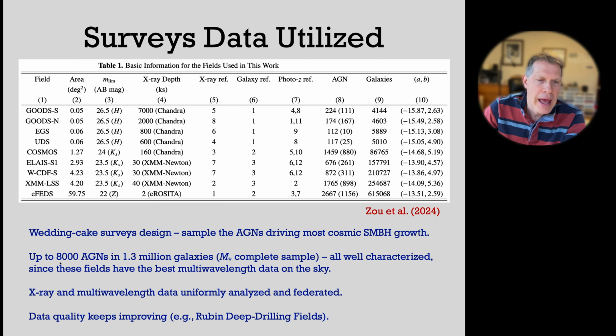In our sample, we have up to 8,000 AGNs in 1.3 million galaxies. It's a stellar mass complete sample. And importantly, all of the AGNs and galaxies are well characterized, benefiting again from the fact that these fields have the best multi-wavelength data available on the sky, running all the way from the far infrared through to the X-ray band. And we utilize all those data, as I'll talk about.